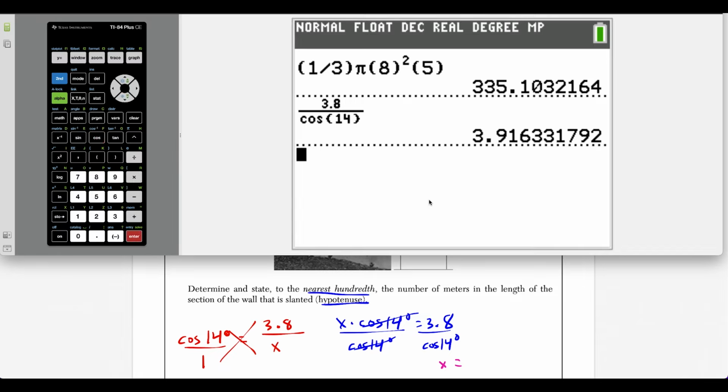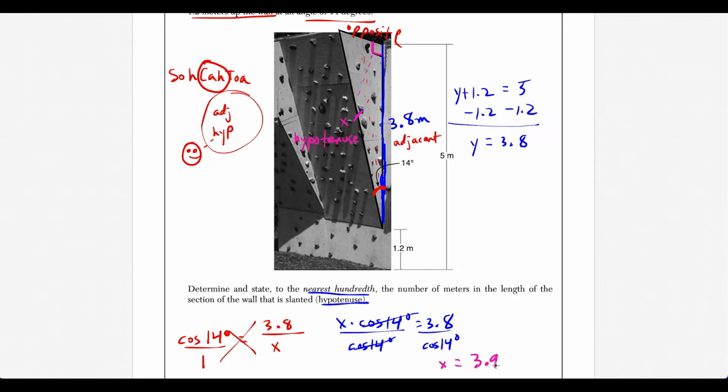And we're rounding to the nearest hundredth. So notice the hundredths place is a 1. We look to the right, it's a 6. So we're going to round this up to 3.92. So X equals 3.92 meters is our solution to this question.